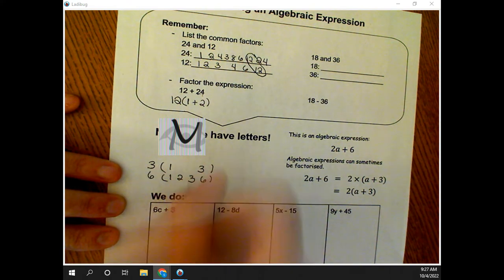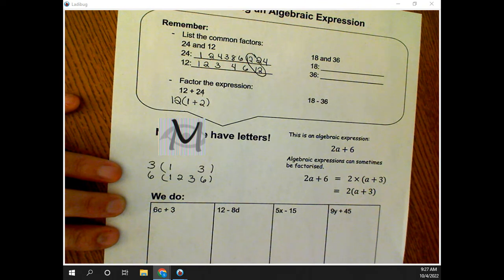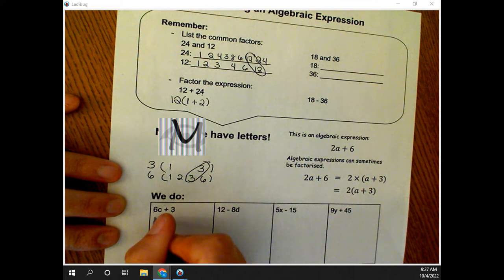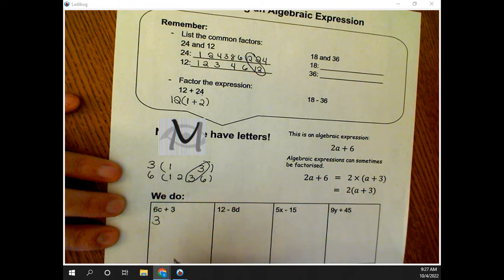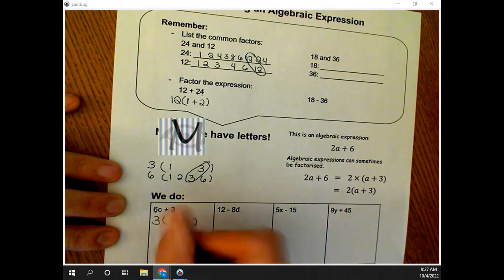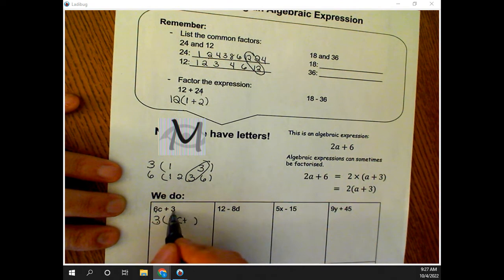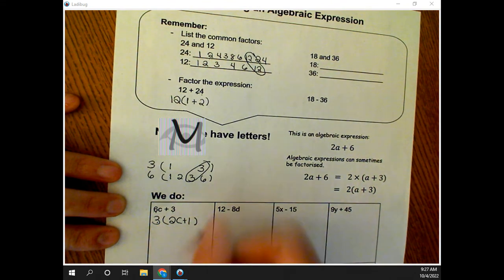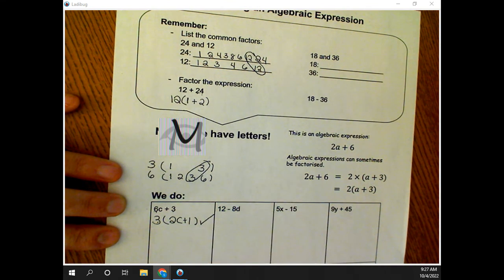So what is my greatest common factor for this? 3. All right. So I'm going to pull out that 3 here, and I'm going to divide it into each one. I'm going to do my little brackets. 3 goes into 6 how many times? 2. So I've got 2C plus, 3 goes into 3 how many times? 1. Boom. I'm done. All you're doing is the reverse of the distributive property.